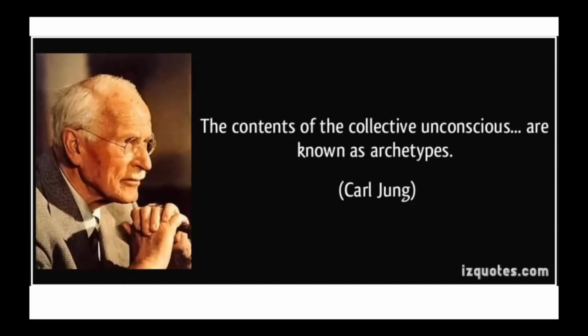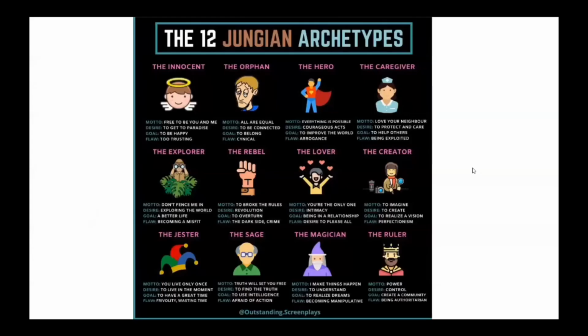So I wanted to do this class all about Carl Jung's archetypes, and here's a quote from him. The contents of the collective unconscious are known as the archetypes. Now, these 12 archetypes are related to the zodiac. And this is what I wanted to decode for you, because there's lots of different opinions on which sign relates to which archetype.